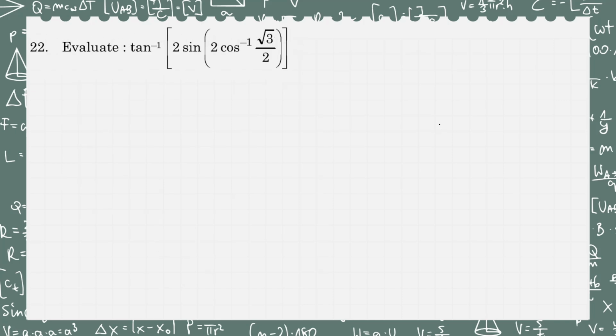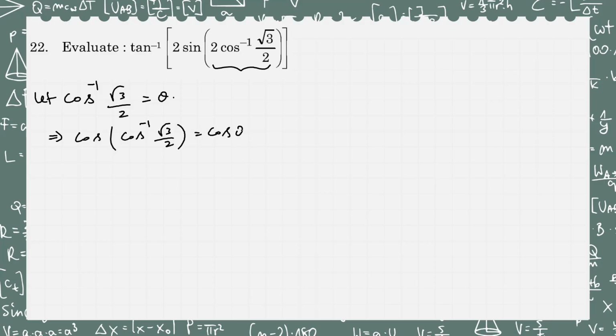Let's move on to the next sum. Question 22. Evaluate tan inverse of 2 sine of 2 cos inverse of root 3 by 2. First of all, we have to go from the innermost bracket towards the outer bracket. So first let us take cos inverse of root 3 by 2 equal to some theta. So applying cos on both sides, we have cos of cos inverse root 3 by 2 equal to cos theta. That implies root 3 by 2 equals cos theta.